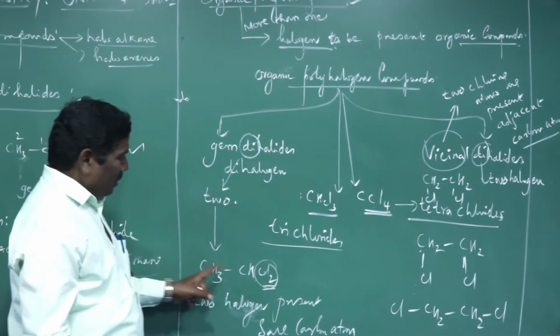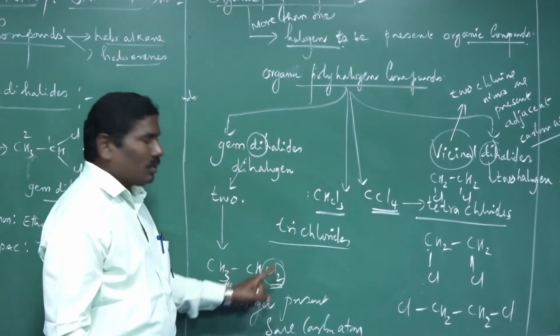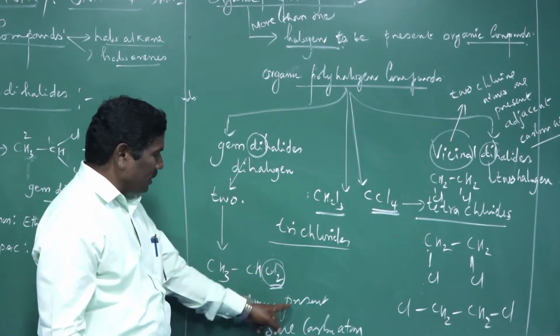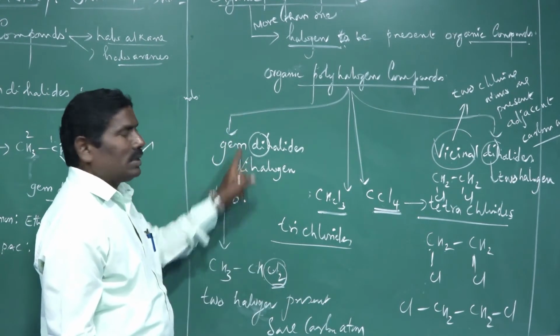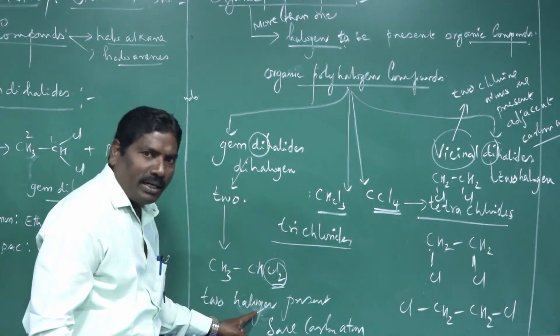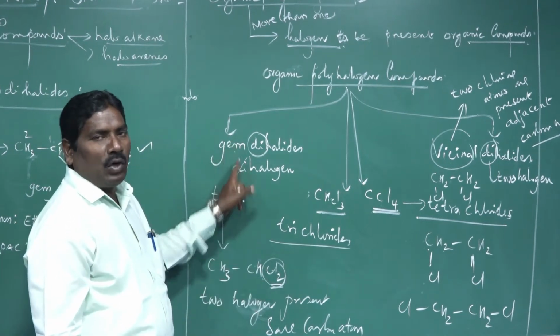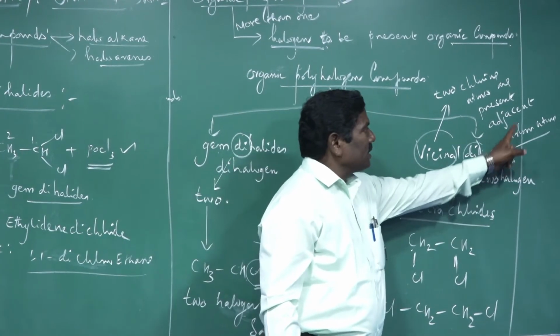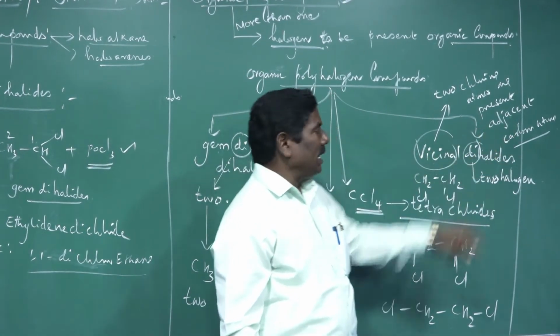Two chlorine atoms present on the same carbon atom. Two halogens present on the same carbon atom are called gem dihalides. Same carbon atom, gem dihalides. Adjacent carbon atoms, vicinal dihalides.